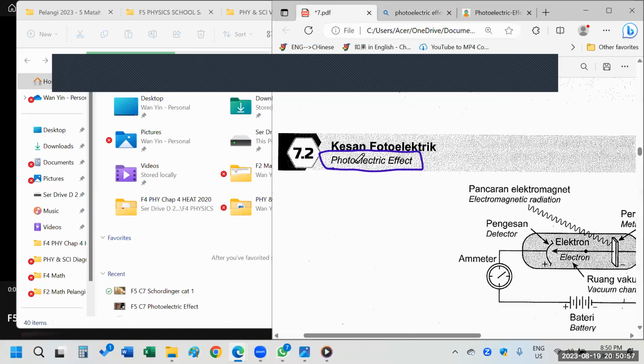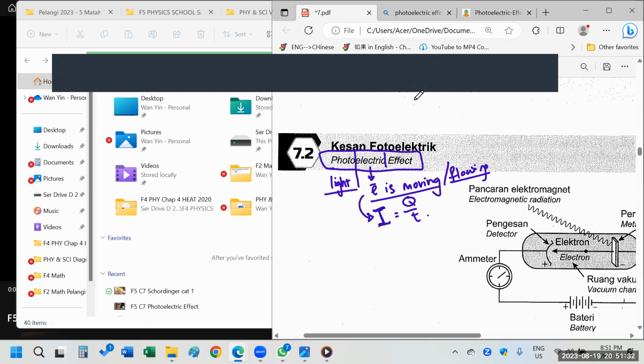Okay, photoelectric effect means photo is light. Electric means electrons are moving. Electrons moving means what? Electrons are flowing, which means I equals charge over time. Charge flows per time. So electrons flowing means it will produce current. So light can produce current.